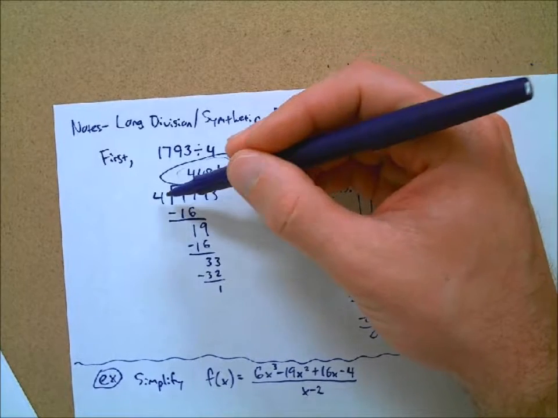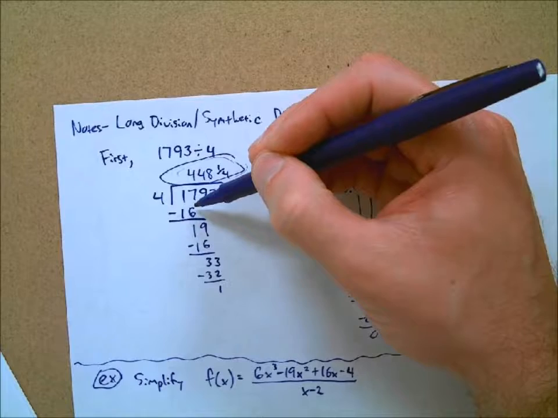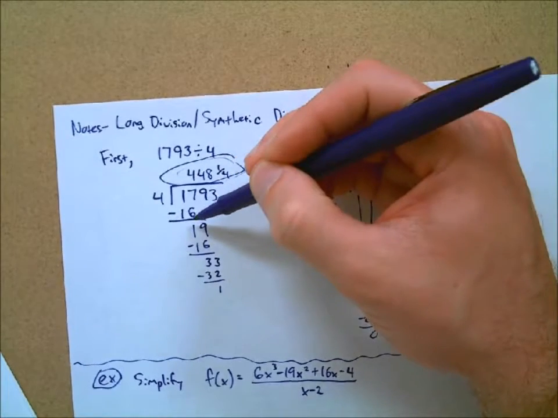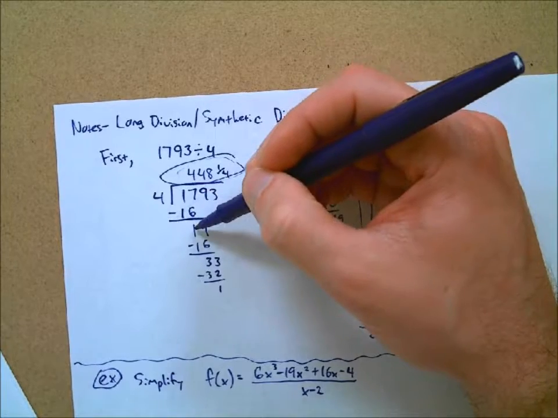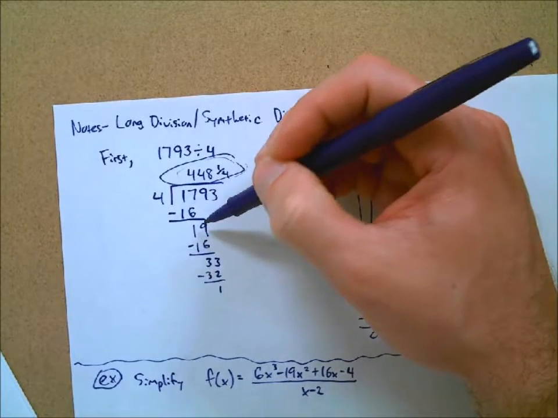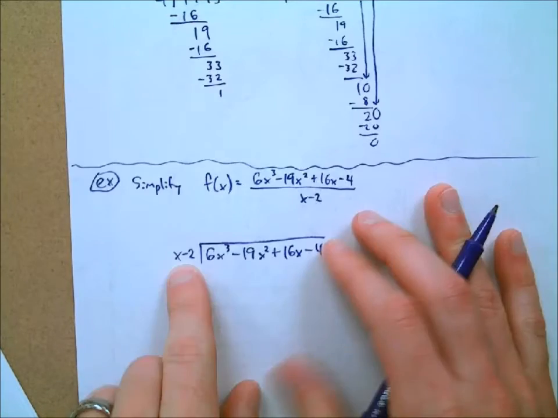The answer was no. And so we had to say, does 4 divide into 17? Or what times 4 gives me 17? The closest we could get was 16. We did 4 times 4. Then we subtracted, we were left with the 1, brought down the 9, 19. What times 4 gives me 19? We did another 4. Just like that. So we'll do the same thing here.